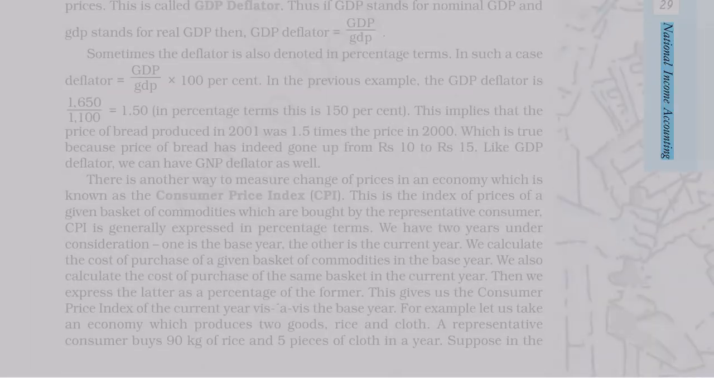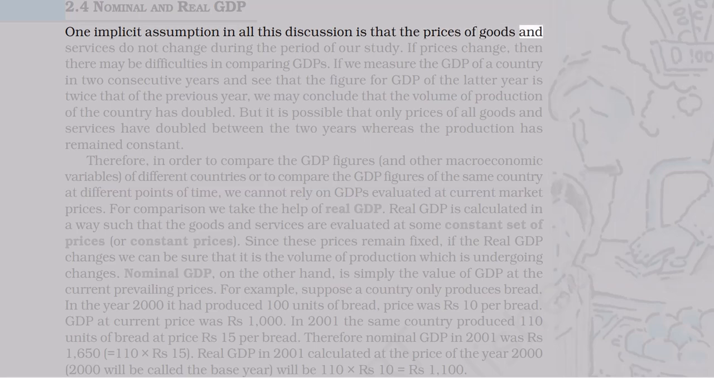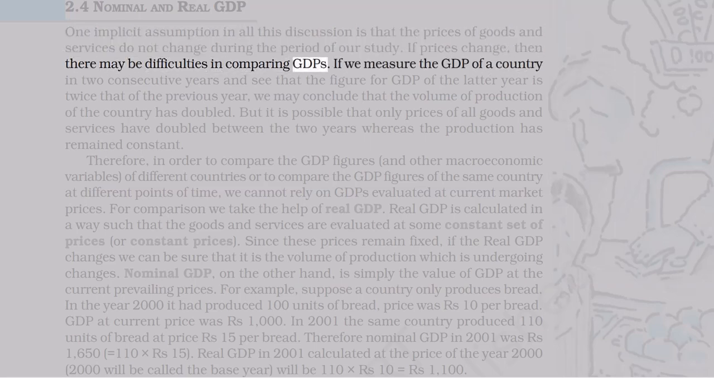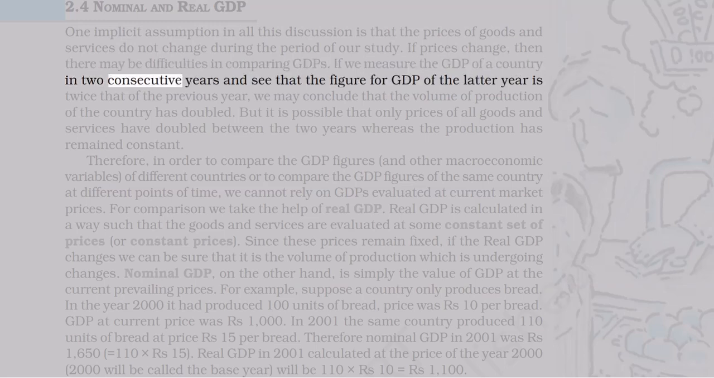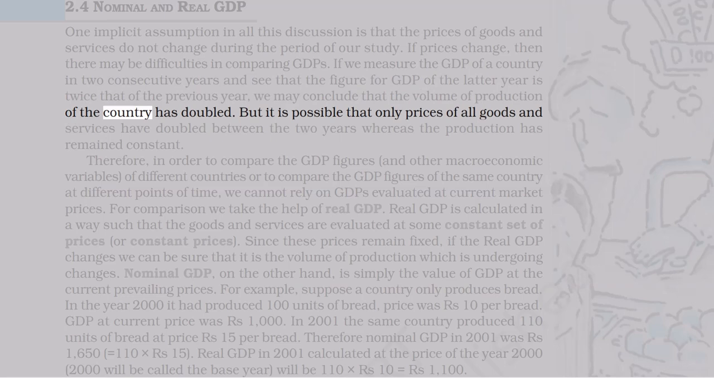National income accounting. 2.4 Nominal and real GDP. One implicit assumption in all this discussion is that the prices of goods and services do not change during the period of our study. If prices change, then there may be difficulties in comparing GDPs. If we measure the GDP of a country in 2 consecutive years and see that the figure for the latter year is twice that of the previous year, we may conclude that the volume of production of the country has doubled. But it is possible that only prices of all goods and services have doubled between the 2 years, whereas the production has remained constant.